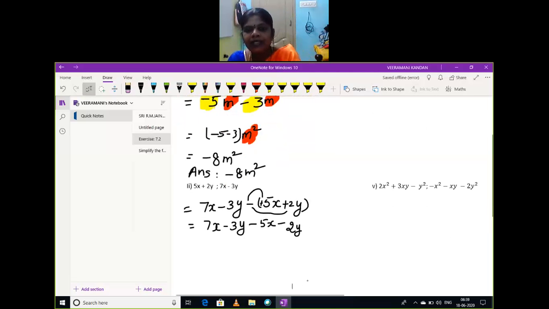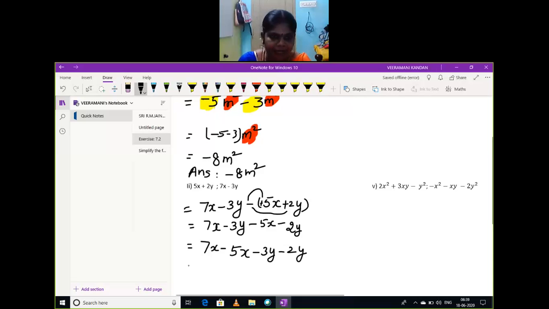Next, grouping the like terms. What do you want to do? Grouping the like terms. The first term is 7x, the next minus 5x, because we are grouping the like terms. 7x and 5x are like terms. 3y and 2y are like terms. So minus 3y minus 2y. Next, here 7x minus 5x. You know very well x is the common variable. 7 minus 5 you get 2, so 2x.